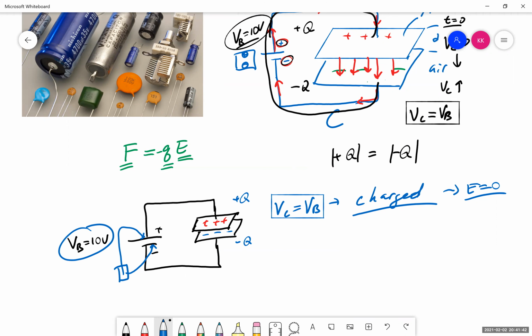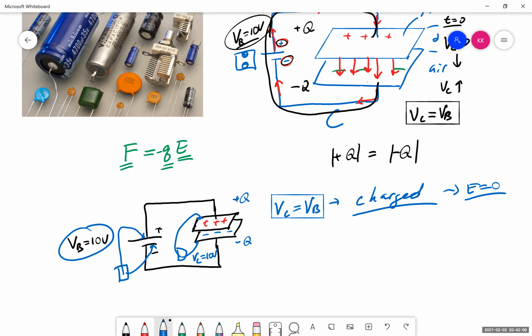And if I move this voltmeter and put it here and do the same thing, measure this plate and the other plate, I'm measuring the voltage of the capacitor. Let's say I get 10 volts. Then I know that this is fully charged. Now, charging a capacitor usually takes no more than a few seconds. So it's a very fast process.